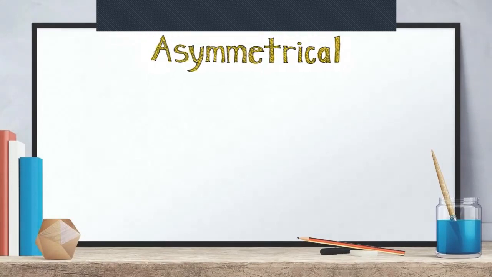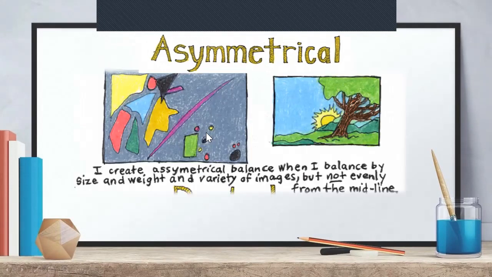Okay, next we have asymmetrical. Symmetrical meaning the same. When you cut at the middle, left and right are the same. But asymmetrical, that would be the opposite. So I create an asymmetrical balance when I balance by size and weight and a variety of images. Variety meaning there are different kinds of shapes or images, but not evenly from the midline.